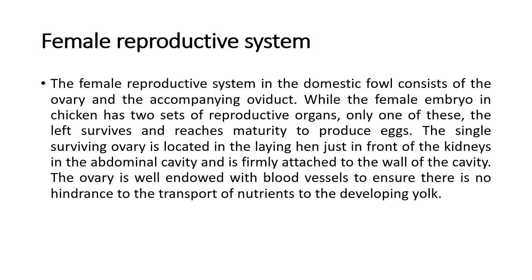The single surviving ovary is located in the laying hen just in front of the kidneys in the abdominal cavity and is firmly attached to the wall of the cavity. The ovary is well endowed with blood vessels to ensure there is no hindrance to transport of nutrients to the developing yolk.